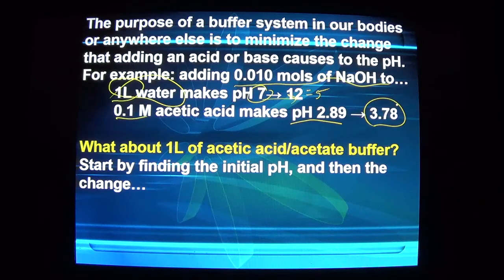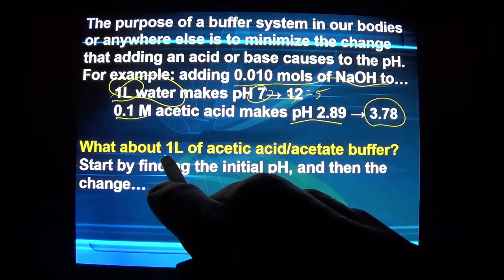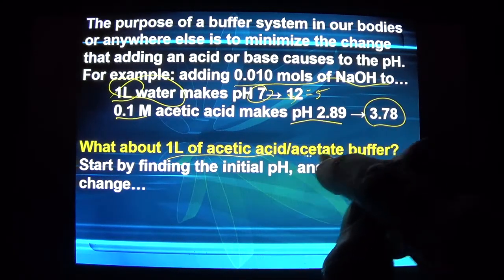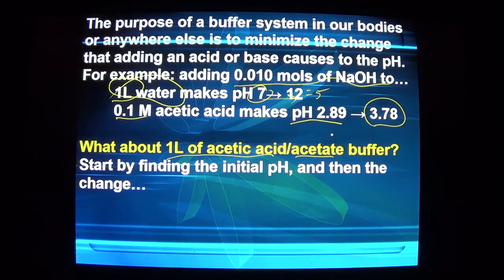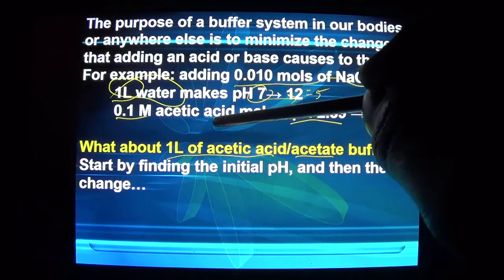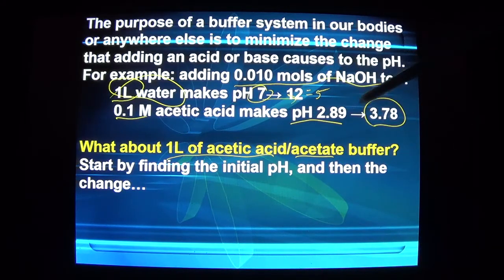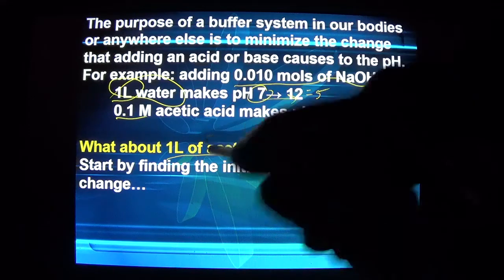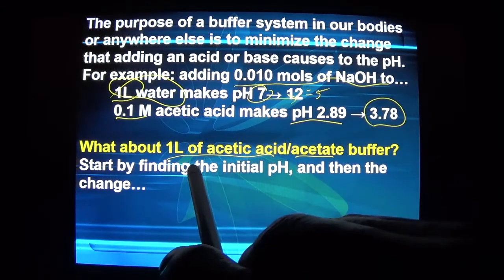But what if I had a 1 liter acetic acid and sodium acetate buffer? How much would it change then? So again, I point out what we're trying to contrast. Pure water changed to pH of about 5. 0.1 molar acetic acid would change the pH a little less than 1. Let's just round that to 1 for the sake of our discussion. So a change of 5, a change of 1. What's going to happen if I had a buffer?